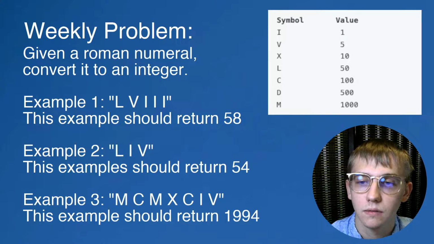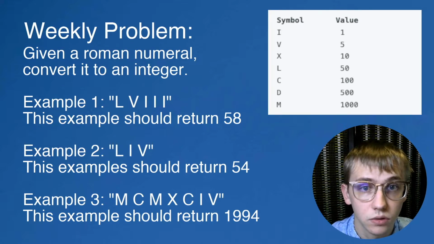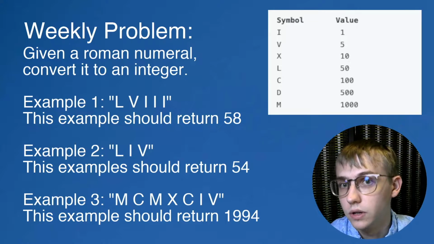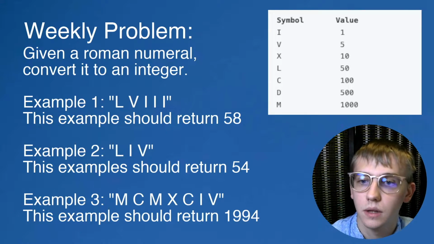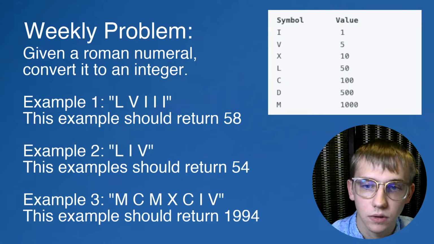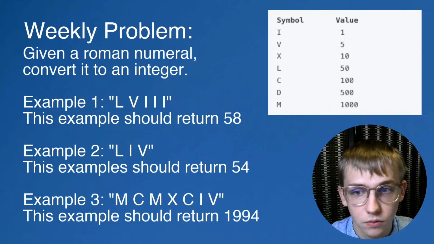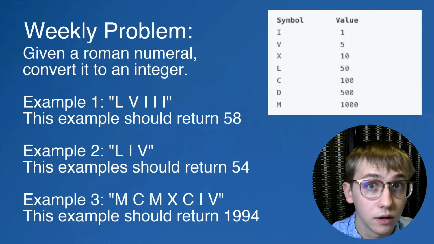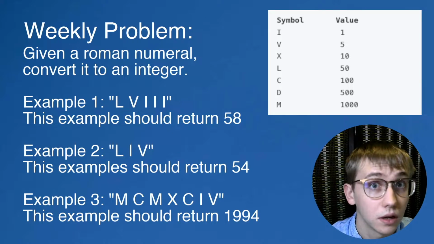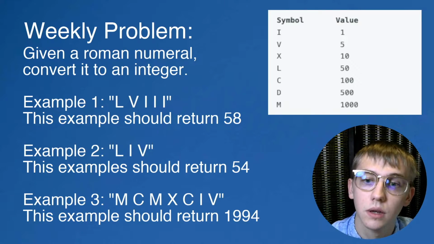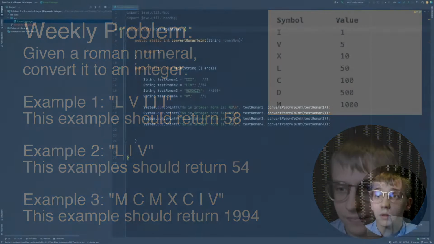And then we have X, which is 10. And then we have C, which is 100. And since C is greater than X, it would be 100 minus 10, which is 90. And then we would have I and V, and the same thing here. V is greater than I, so it's 5 minus 1, and it'd be 4. So altogether, we would have 1,000 plus 900 plus 90 plus 4, which would be 1,994. Let's get into IntelliJ.